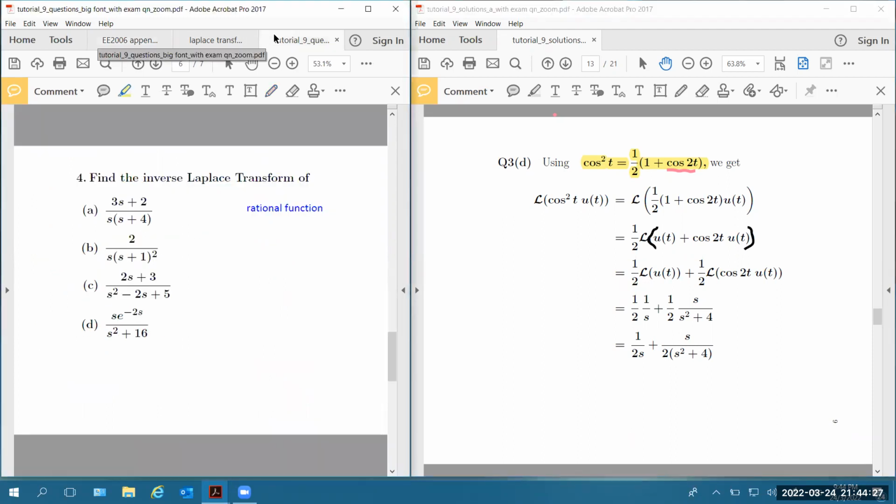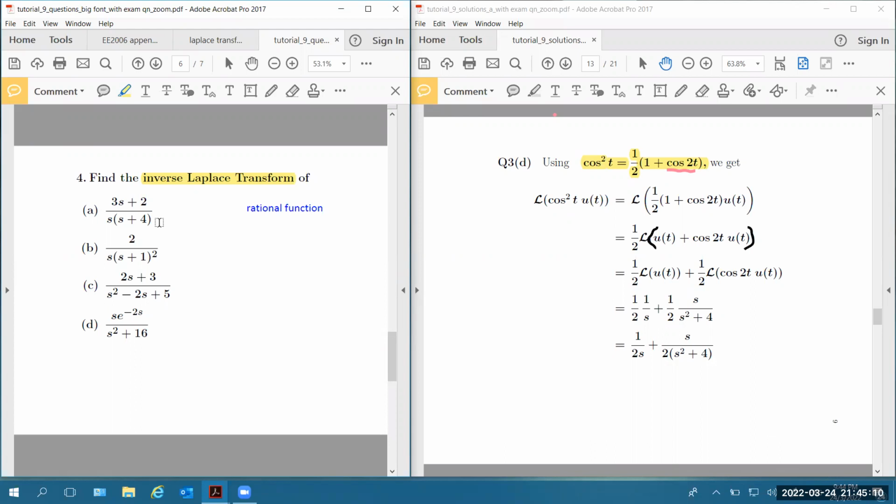Okay, next question. Now is something different. What's the difference there? Well, so far you find Laplace transform. Now is the other way around. This one is inverse Laplace transform. If you take a look at the ABC, these are called rational functions. Rational function meaning what then? It means it's like a fraction, and the numerator and the denominator are all polynomials.